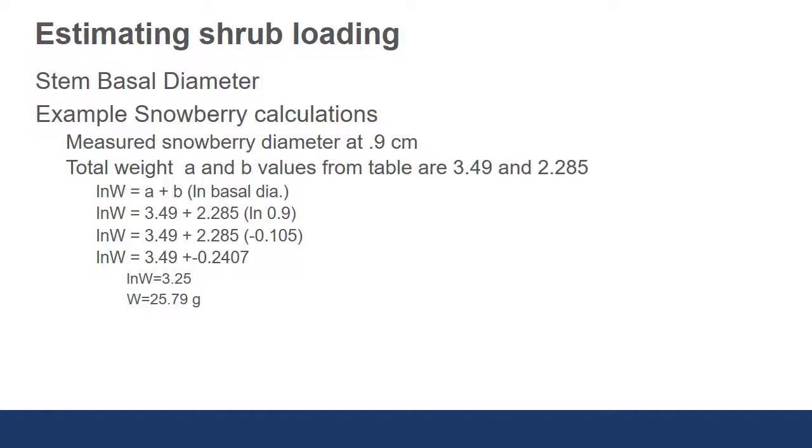For those of you who do not remember, to get rid of the natural log from the left side of the equation, we use the constant e to the value on the right. In Excel, this function is exp, followed by the value in parentheses.